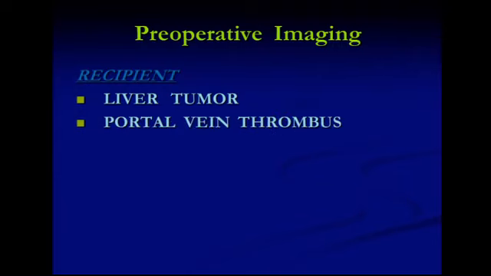Portal vein thrombosis is also assessed, because if there is a portal vein thrombosis, then some form of venous collateral circulation, such as with a saphenous vein conduit, is used to connect the superior mesenteric vein of the recipient to the portal vein of the donor. Biliary disease also needs to be evaluated, particularly in patients who may have sclerosing cholangitis.